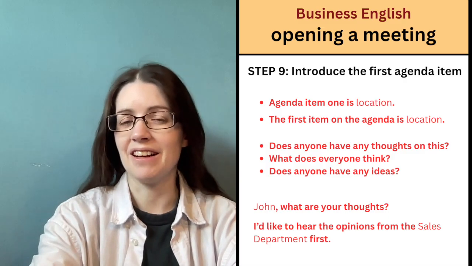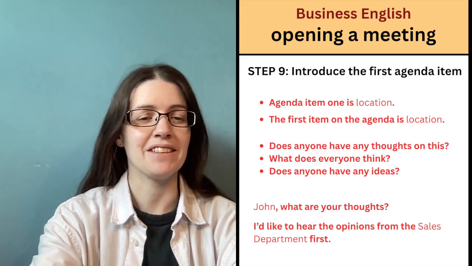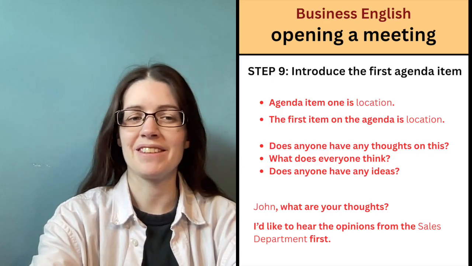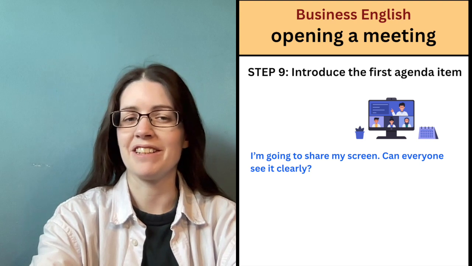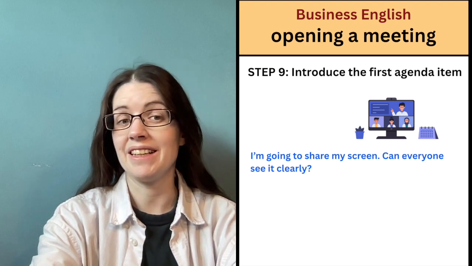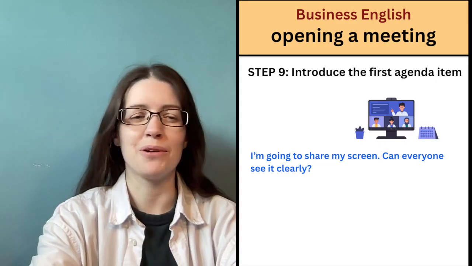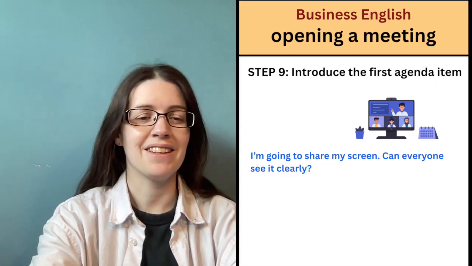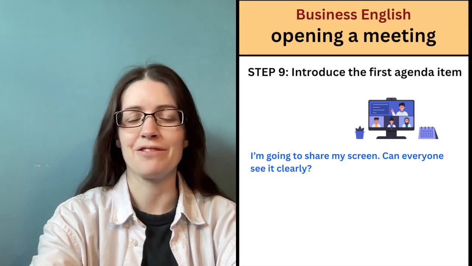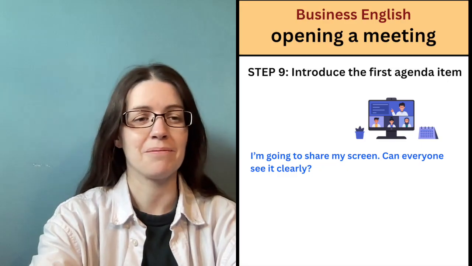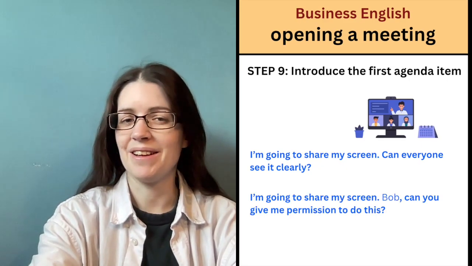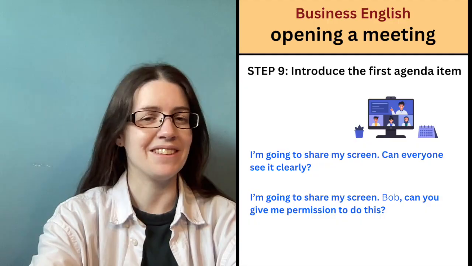If the meeting is online and you need to share your screen, you can let everyone know. I'm going to share my screen. Can everyone see it clearly? And if you need to share your screen but you don't have permission to do this, you're going to have to ask permission from the person who is hosting the meeting. I'm going to share my screen. Bob, can you give me permission to do this?